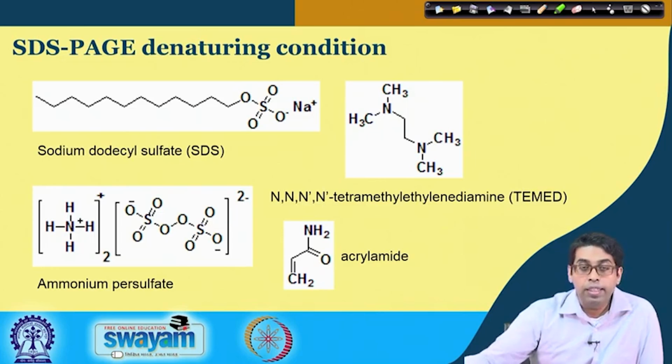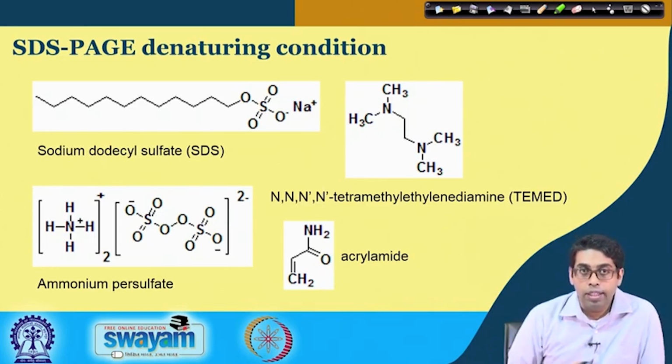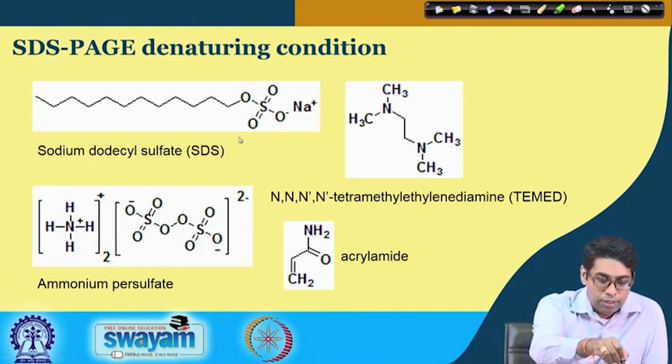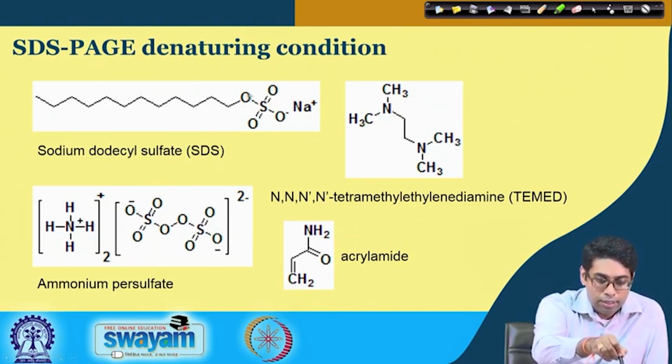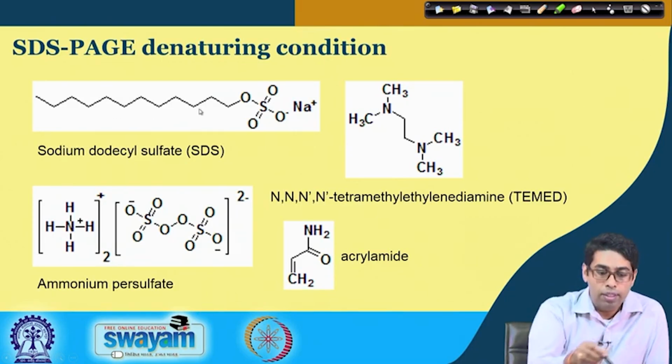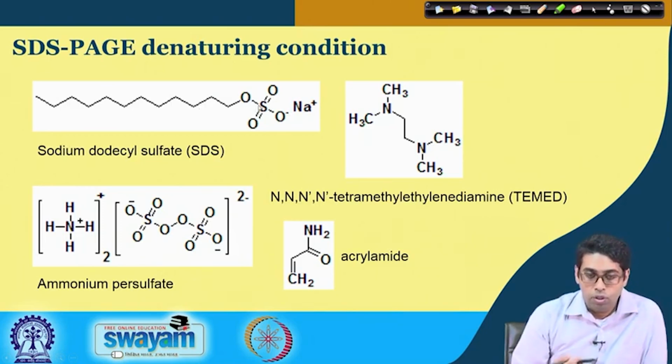So, some of the chemicals that are used in SDS-PAGE gel electrophoresis are listed here. So, this is sodium dodecyl sulfate. You can see that it has this long hydrocarbon chain and this negative charge. So, this hydrocarbon chain binds to the hydrophobic regions of the protein, and this negative charge provides the overall negative charge of the molecule.